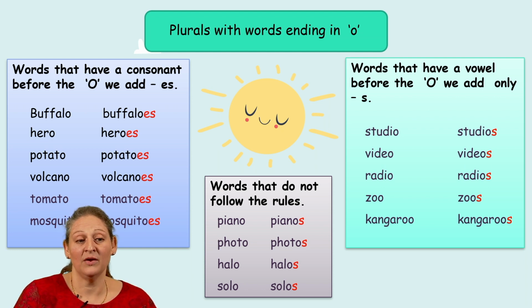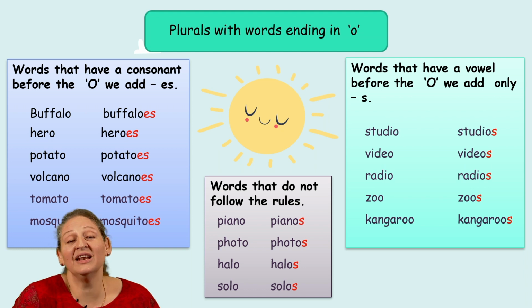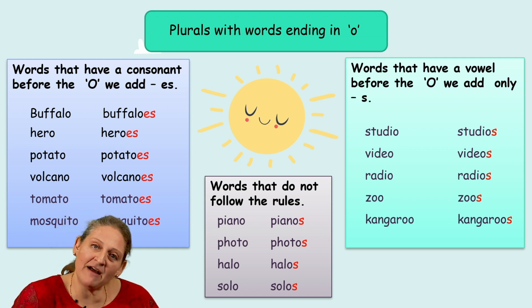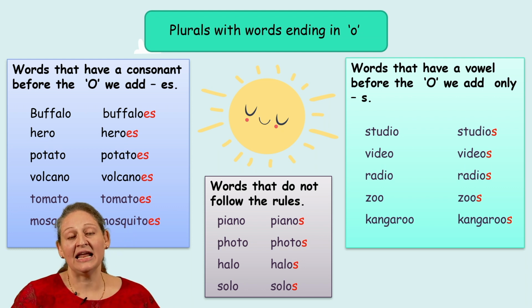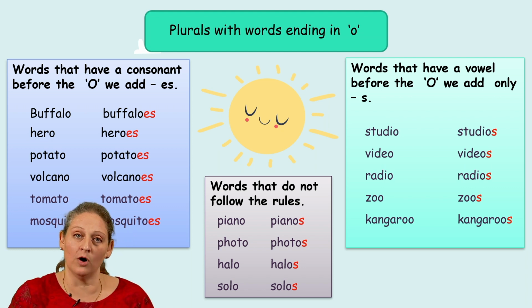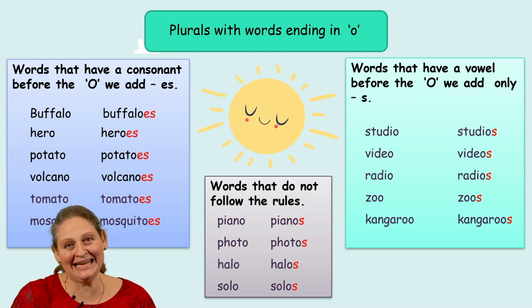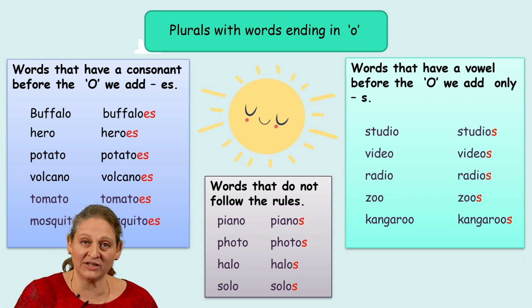Yes, next word is, tell me. You're right, potato. What comes before O? The letter T. Is T a vowel or a consonant? It's a consonant. If a consonant comes before O, what do we write? ES. So we write potatoes.